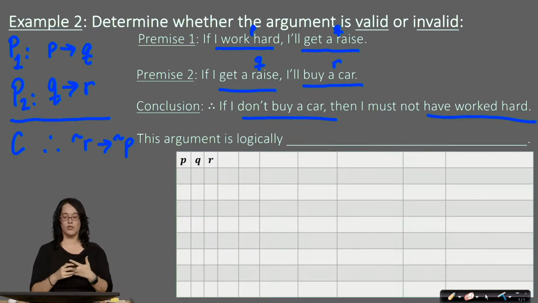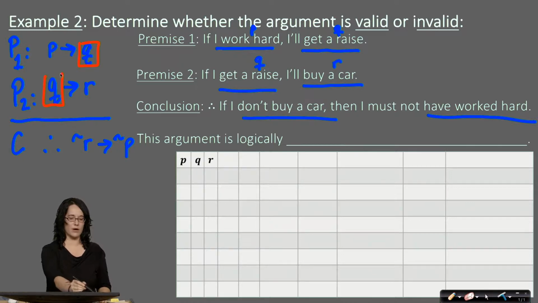Okay. So if I recognize it as one of the standard forms, do I need a truth table? Nope. I would know it's valid or invalid by one of those forms. And maybe you recognize here that it appears to be one of our forms right away. If P, then Q. If Q, then R. Remember, if those two line up, if the consequent of your first premise and the antecedent of your second premise match, this is like the domino effect. This could be a law of syllogism situation.